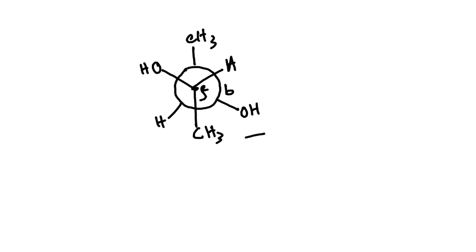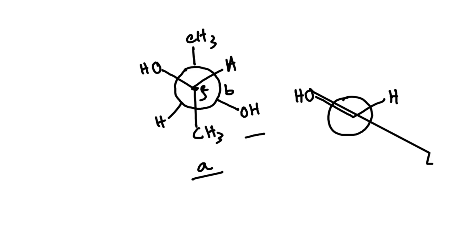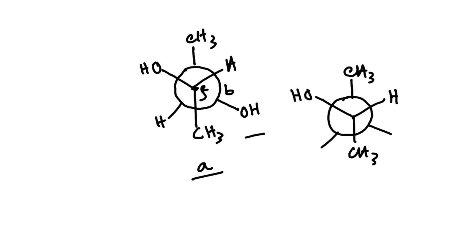Now here I will discuss another thing. This is one molecule, let's say molecule A, and another molecule is this one: H, OH, CH3, and this is, let's say, CH3, this is H, this is OH. So this is molecule B.